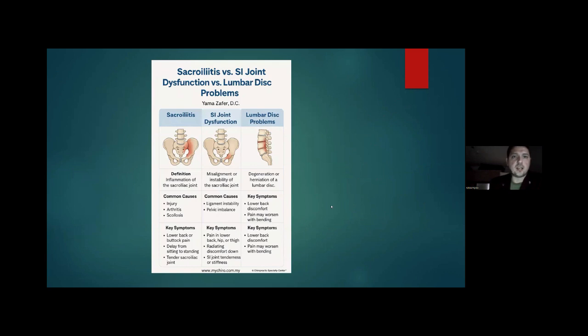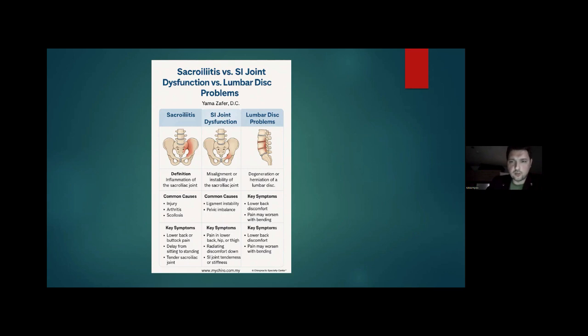You have sacroiliitis and sacroiliac joint or iliosacral joint dysfunction versus lumbar disc problems. Sacroiliitis is inflammation of the sacroiliac joint, commonly due to injury, arthritis, or scoliosis. And key symptoms are lower back or buttock pain, delay from sitting to standing, and tender joint.